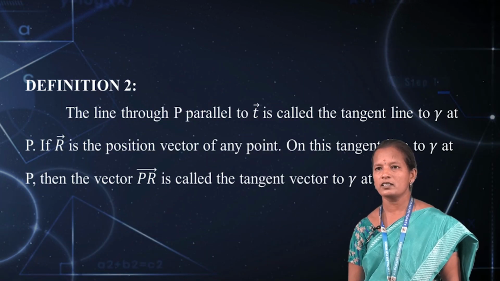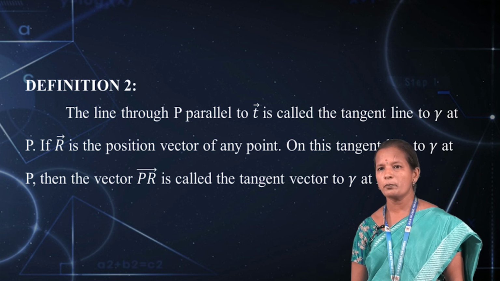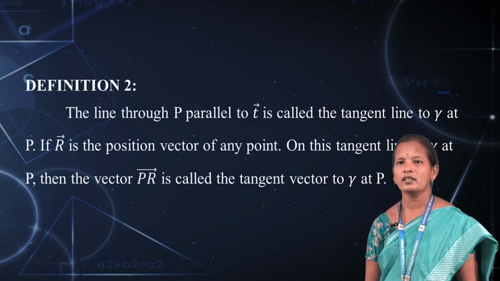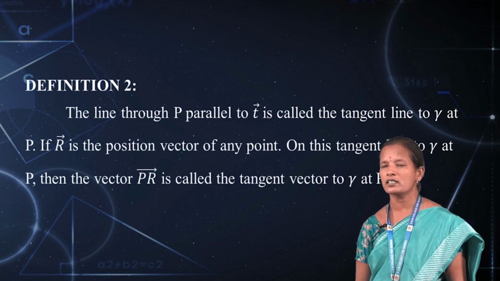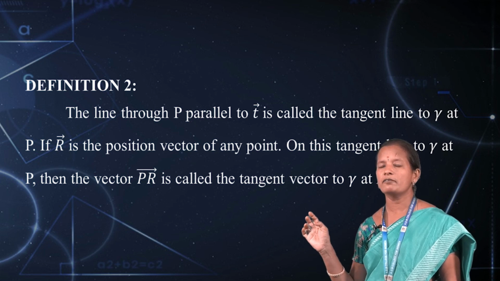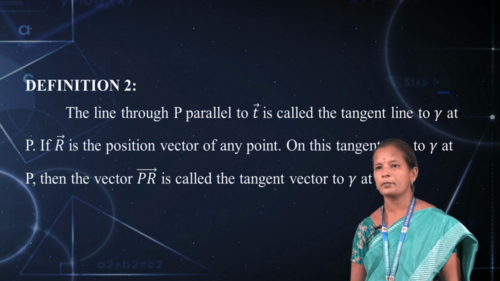Next one is the tangent line. The line through P parallel to T vector is called the tangent line to gamma at P. If capital R vector is the position vector of any point on this tangent line to gamma at P, then the vector PR is called the tangent vector to gamma at P.